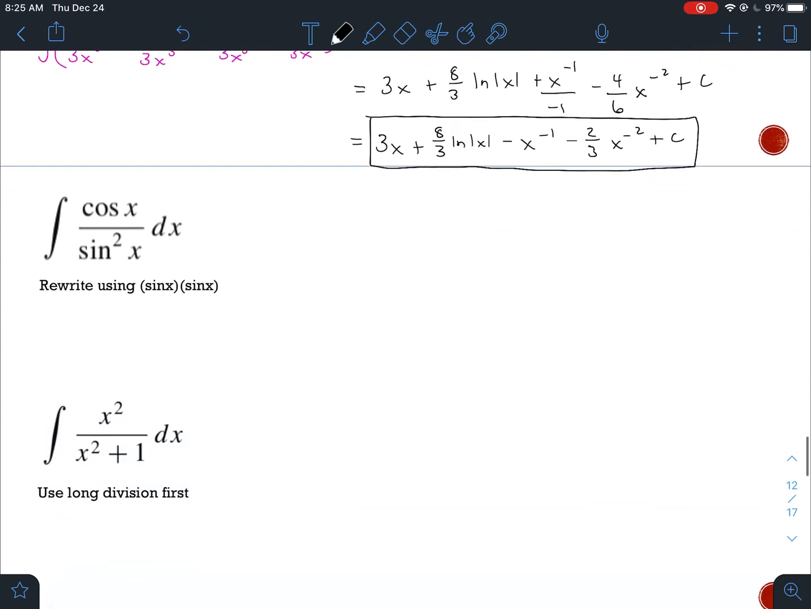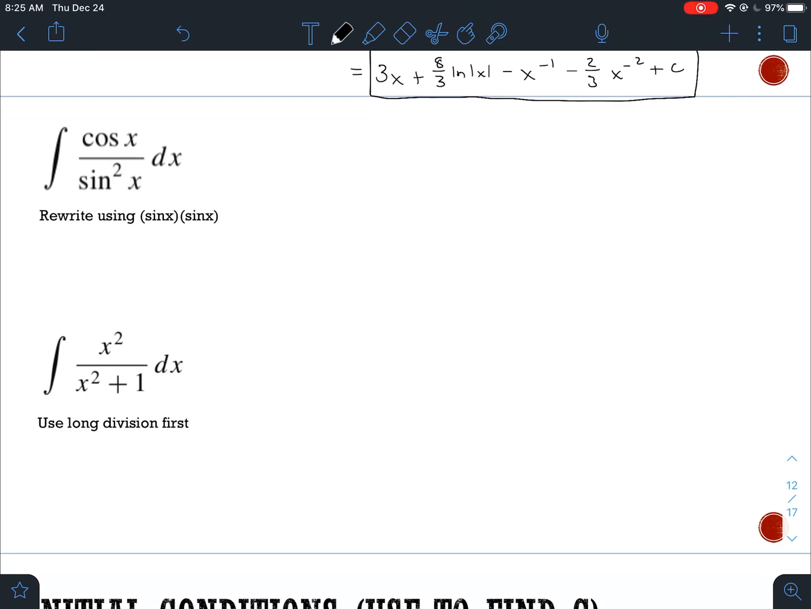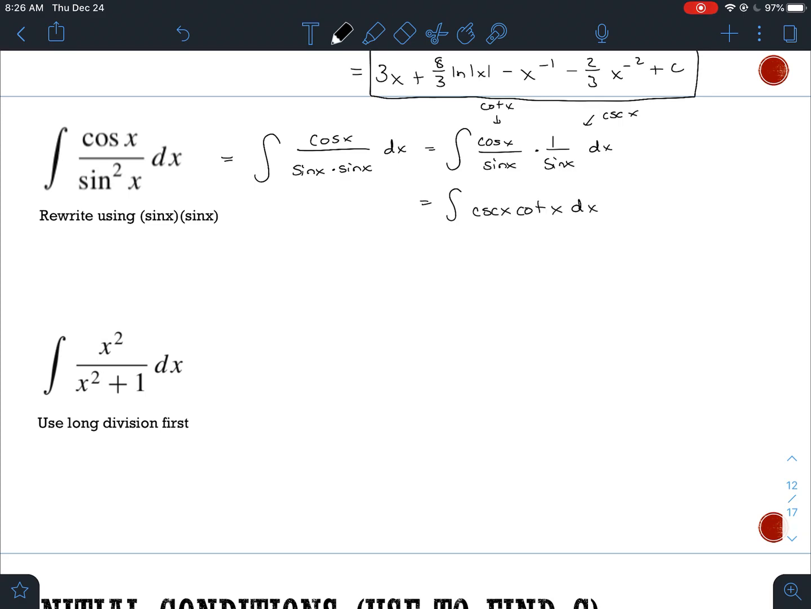All right, let's look at some more examples. The integral of cosine x over sine squared x dx. The hint is to rewrite the denominator using sine x times sine x. So this would be cosine x over sine x times sine x dx. I'm going to rewrite this as cosine x over sine x times 1 over sine x. Now I can use my reciprocal and quotient identities. Cosine x over sine x is cotangent x, and 1 over sine x is cosecant x. So I'm going to rewrite this as cosecant x times cotangent x dx.